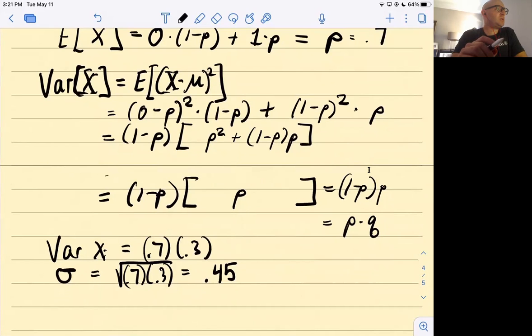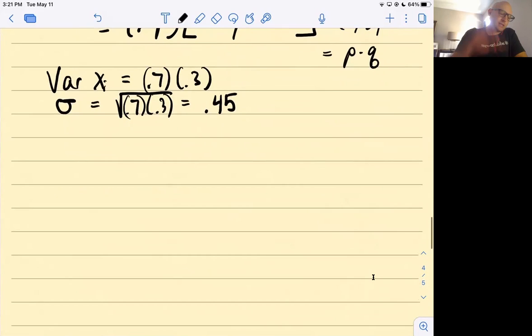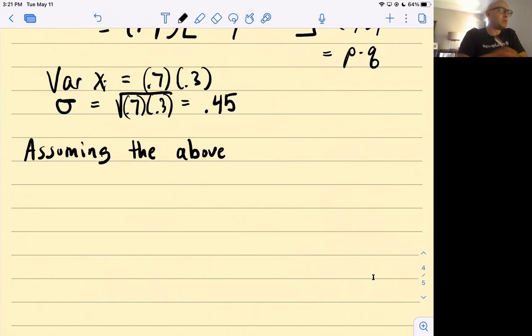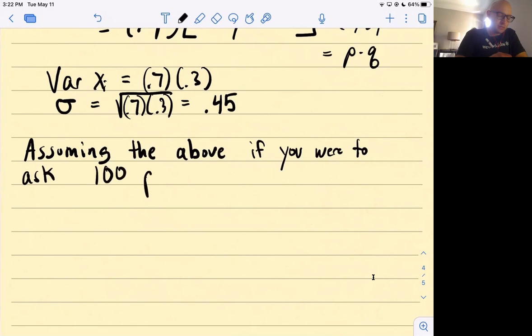And so we can use this information in the following way. This is the last thing I'll let you go with. Take a moment to review what we talked about here so that you see the ties to what we did earlier. So assuming the above, if you were to ask 100 people, is pizza your favorite food?